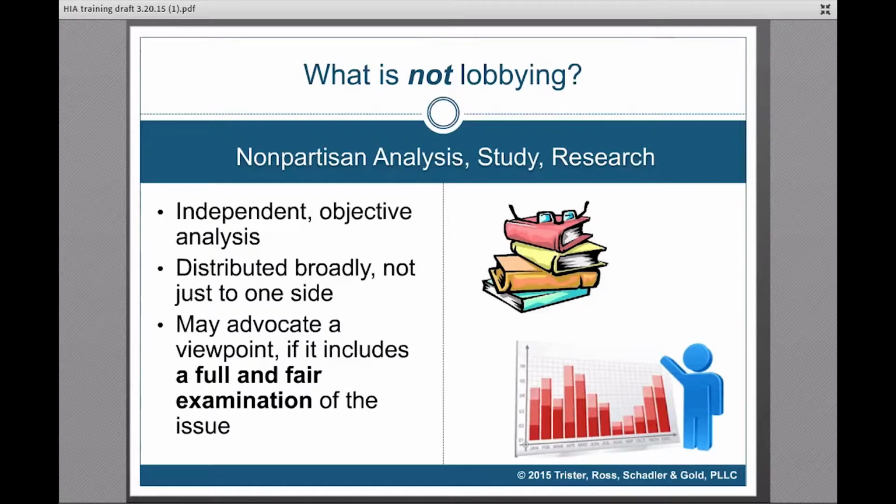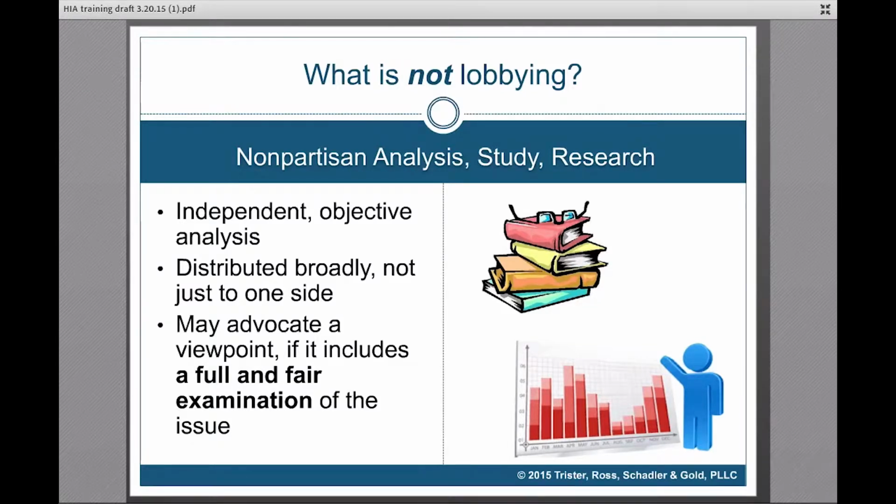And the reason for that is the IRS wants to be able to demonstrate that there's a strong desire and demand by the governmental body to have you testify, to have you share your expertise. It doesn't want this exception to be abused by backbenchers inviting anyone who will support their particular point of view.